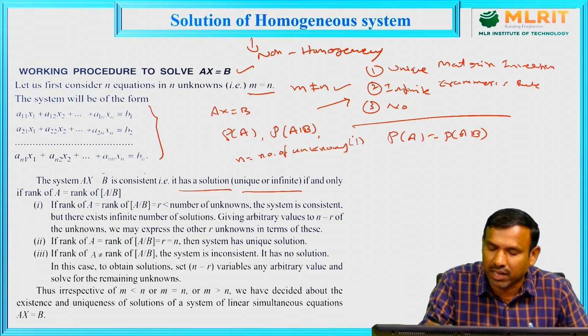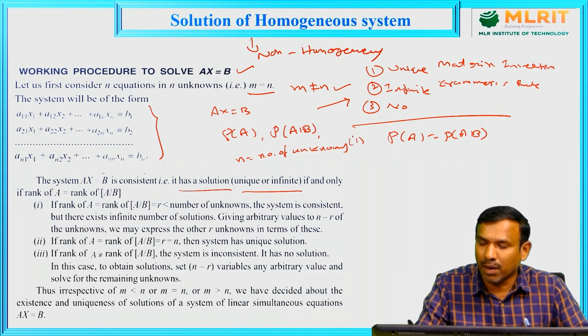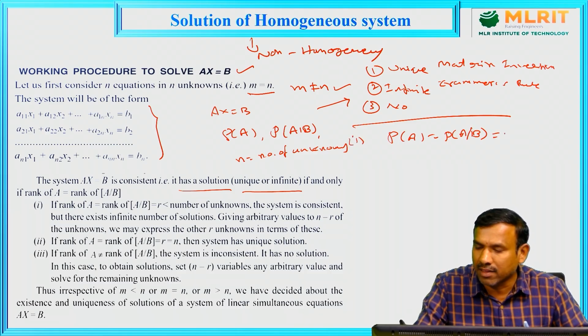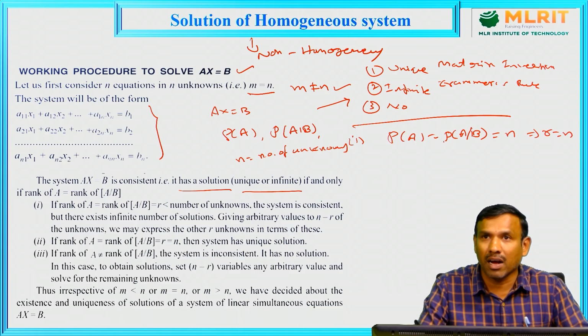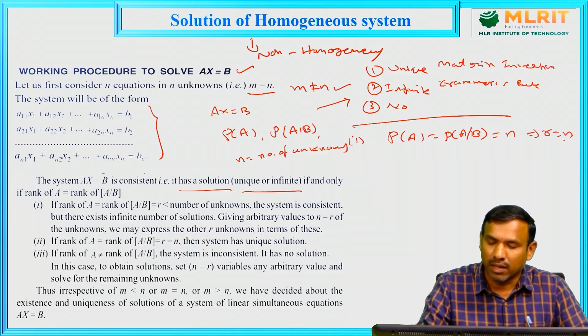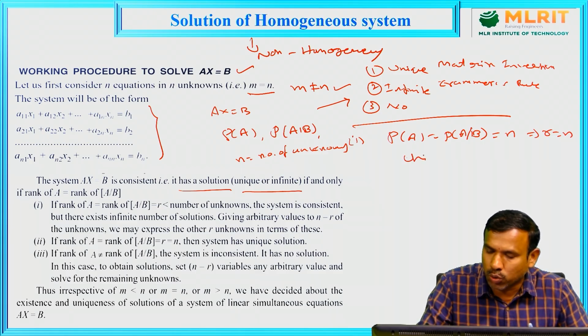Suppose the first case: rank of A is equal to rank of A by B, and this is equal to the number of unknowns. So briefly we call it R is equal to N. So the rank of A and rank of A by B equal to the number of unknowns, then the system will have a unique solution.